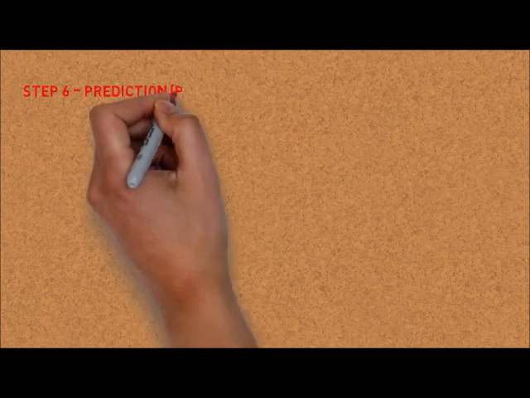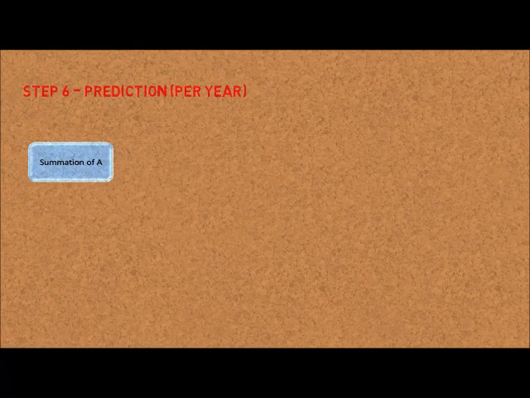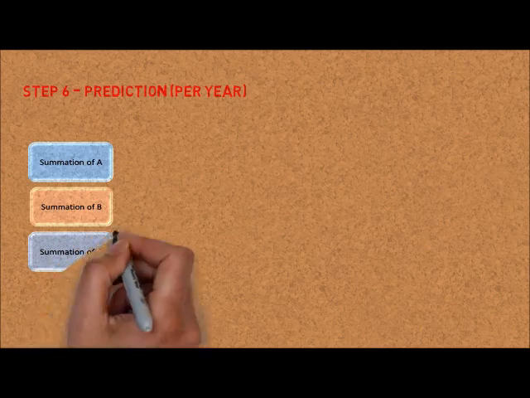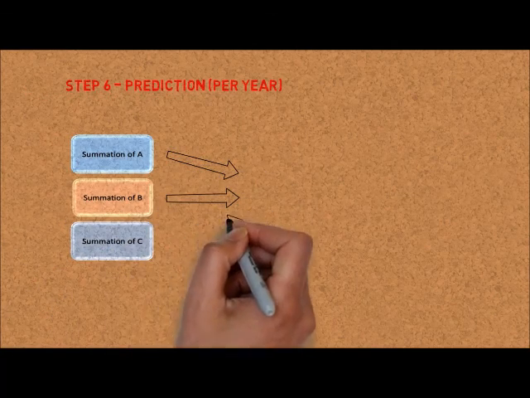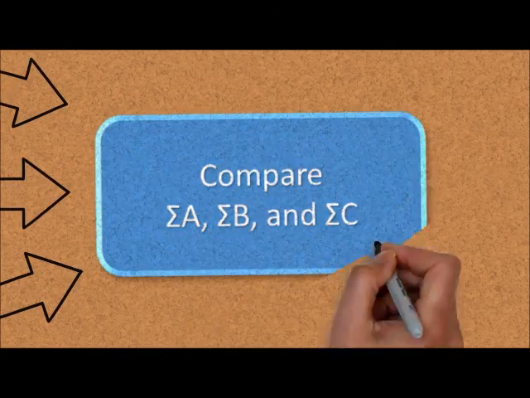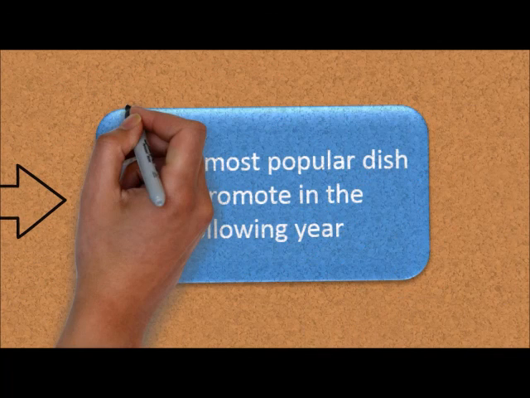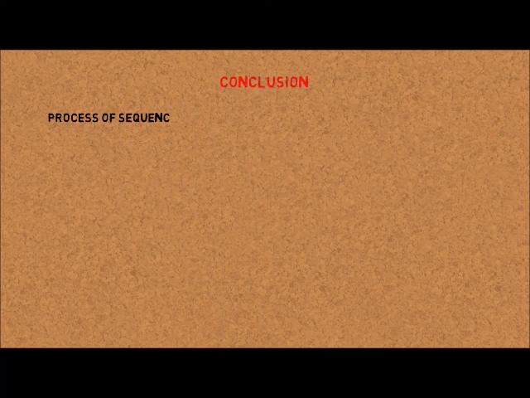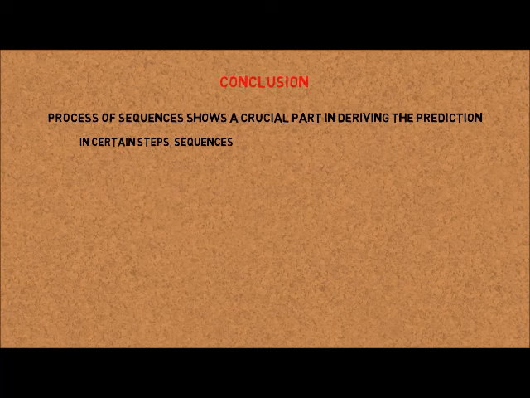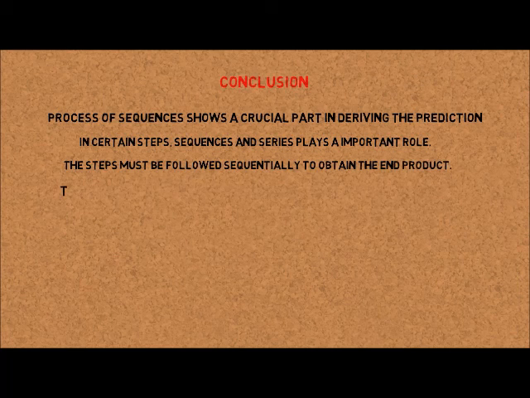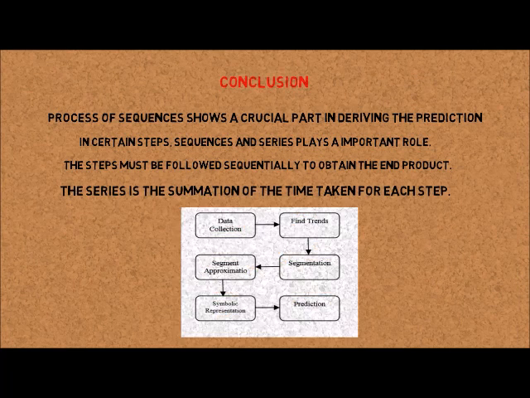Step 6. Prediction. Finally, after comparing the results in the year, we can then compare the summation of the best dishes, A, B and C, for all 4 years. Using the results, we can predict the most popular dish that can be promoted in the following year. This process of sequences shows a crucial part in deriving the prediction. In certain steps, sequences and series plays an important role. The steps must be followed sequentially to obtain the end product. The series is the summation of the time taken for each step.